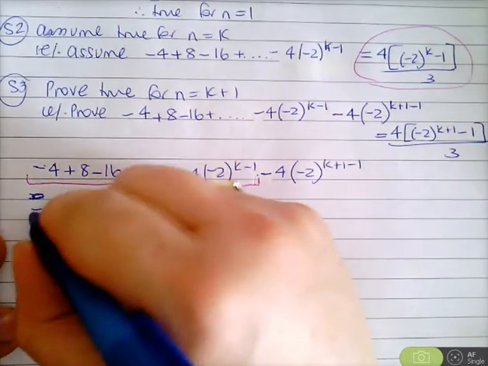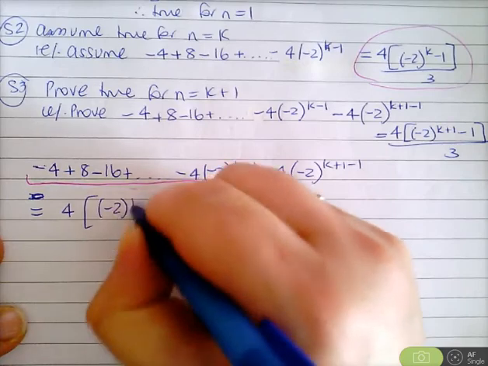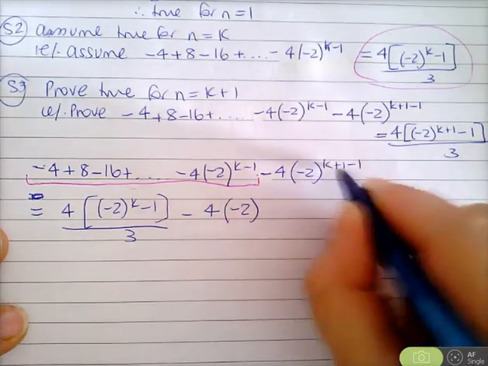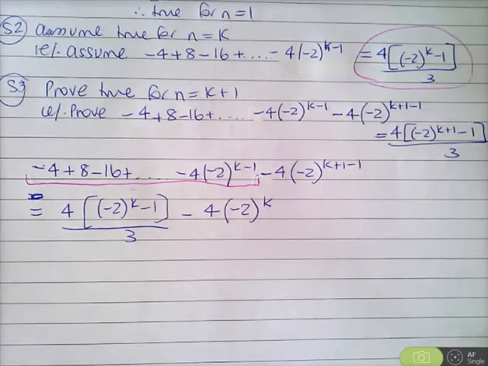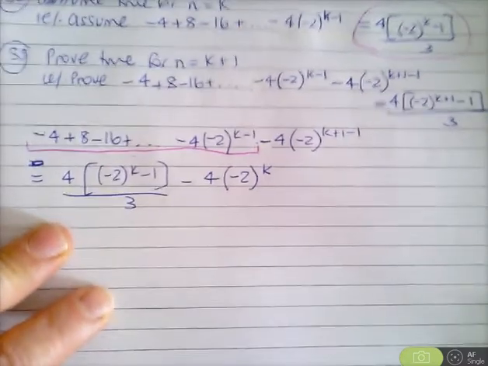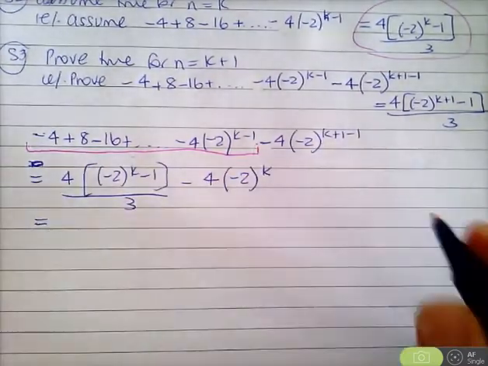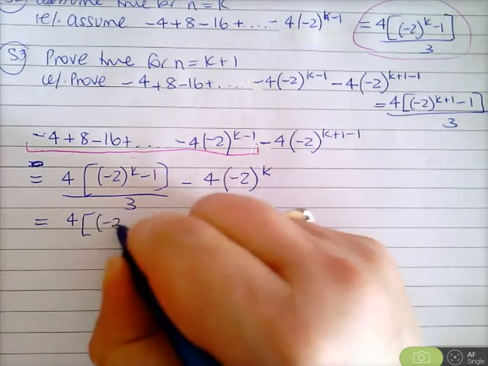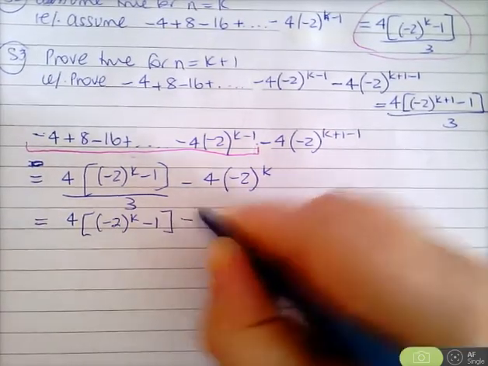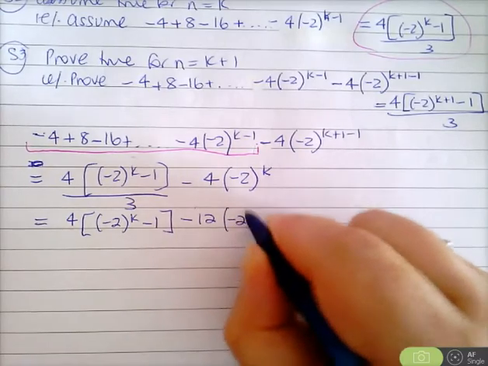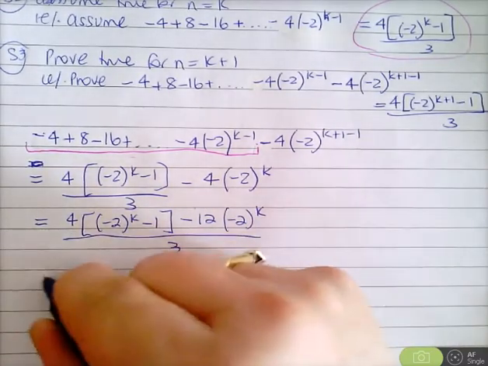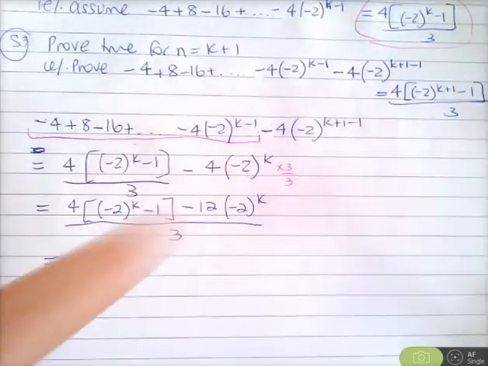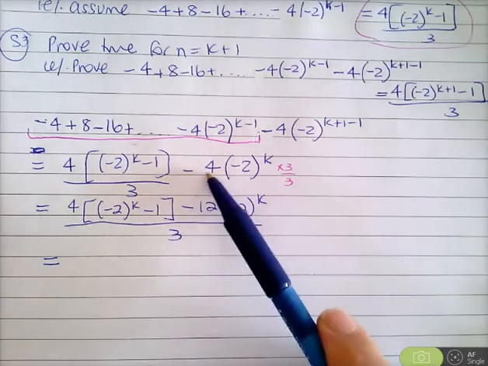So that equals 4 times negative 2 to the k minus 1 over 3, minus 4 times negative 2 to the k. What are you going to do here, girls? Let's go common denominator. Good idea. So we're going to multiply this one by 3 over 3. 4 times negative 2 to the k minus 1 minus 12 times negative 2 to the k, all over 3. So this one gets multiplied by 3 over 3, and the 3 gets multiplied by the 4.